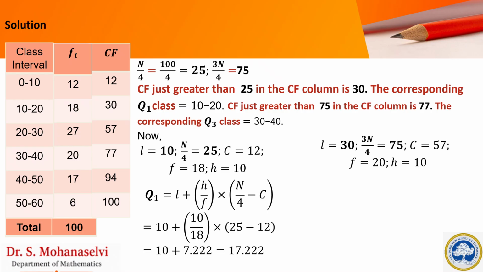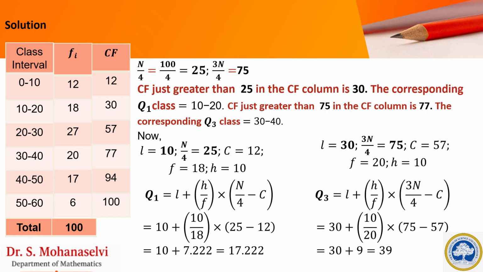Similarly, for finding the Q3, the L, the lower boundary of the Q3 class, is 30 and 3n by 4 is 75, and the cumulative frequency preceding the third quartile class will be 57, and the corresponding frequency of the third quartile class is 20 and the class width is 10. Substituting all these things in the Q3 formula, we will get Q3 is equal to 39.